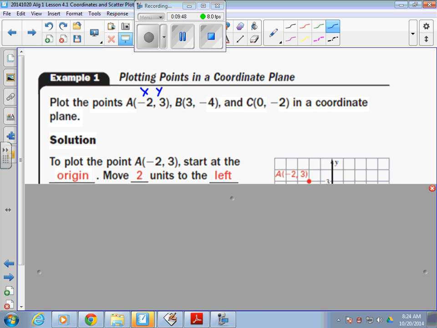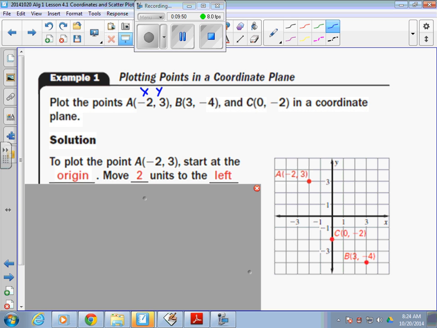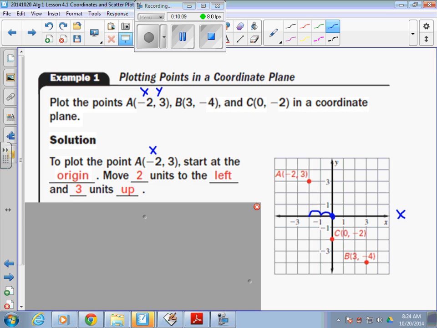-2 is first. So on your plane, your x value is going to go from 0. It's going to go 1, 2. And you can see that it says to plot the point A, (-2, 3), start at the origin at (0, 0), move 2 units to the left since it's negative. Its x value says to go left 2 times. And 3 units up because it's positive. So from there, you're going to go up 1, 2, 3. And that's where that point comes from right there, A, (-2, 3).